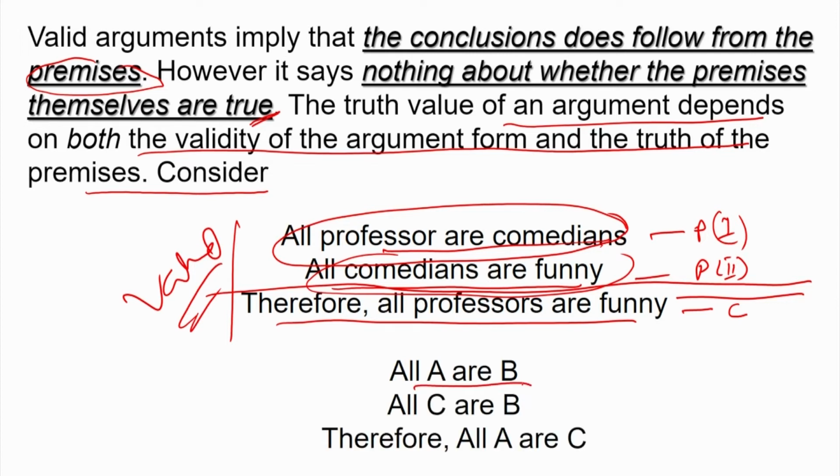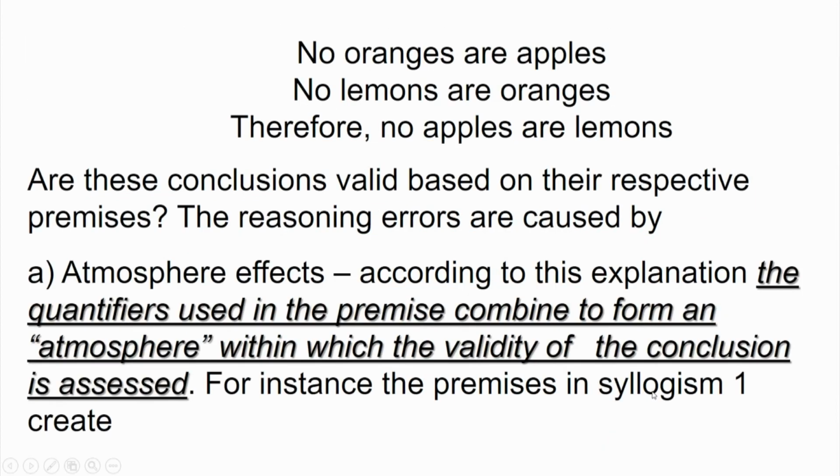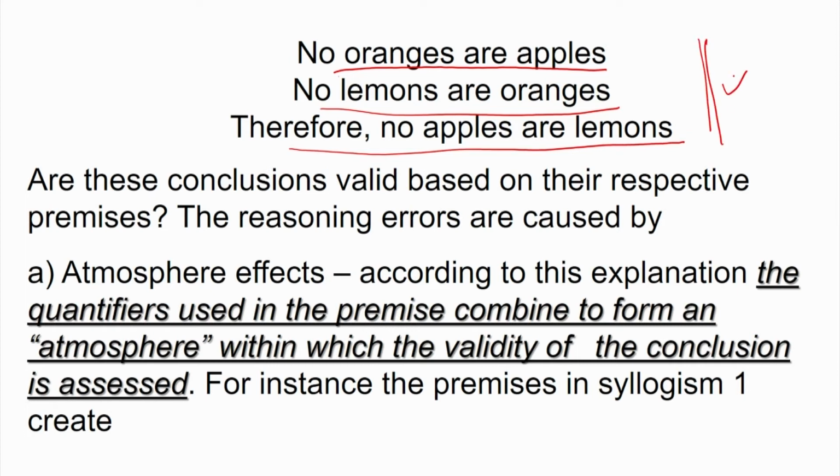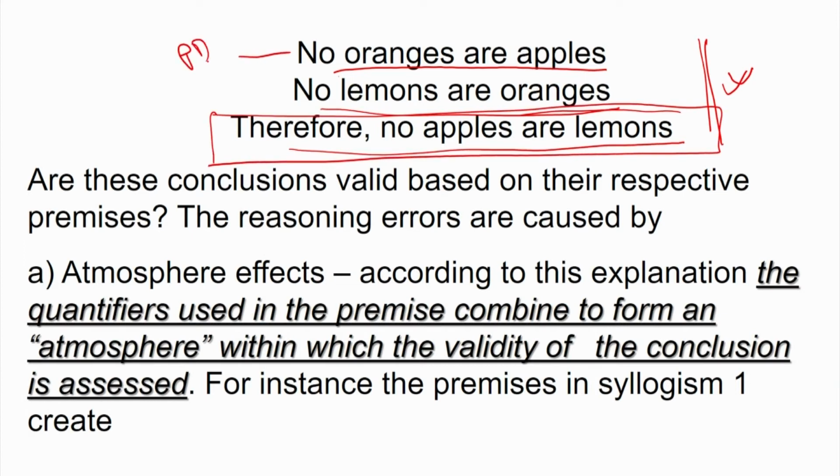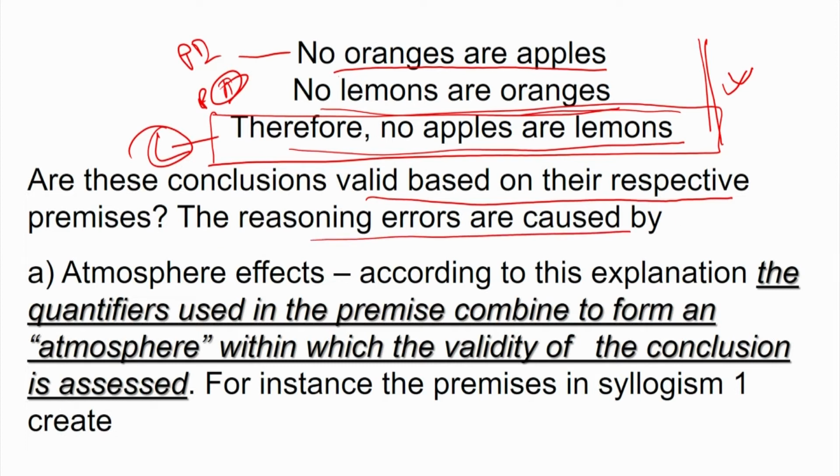Similarly, all A's are B's, all C's are B's, therefore, all A's are C's. Similarly, that kind of problem may exist for this kind of reasoning: no oranges are apples, no lemons are oranges, therefore, no apples are lemons. What do you think, is this valid or not, whether this conclusion is drawn from the premises? I have premise 1 and I have premise 2. What you need to tell me is whether this conclusion can be drawn from the particular premises or not. Are these conclusions valid based on their respective premises?